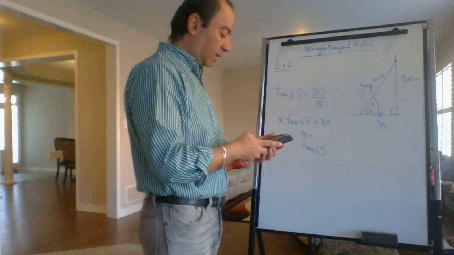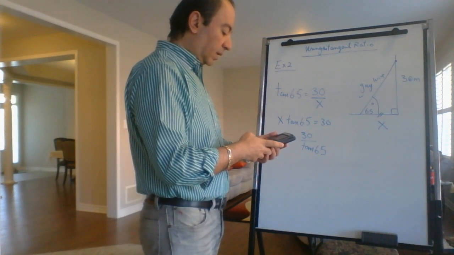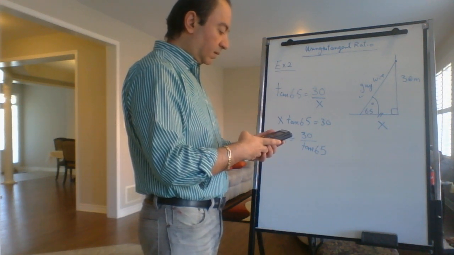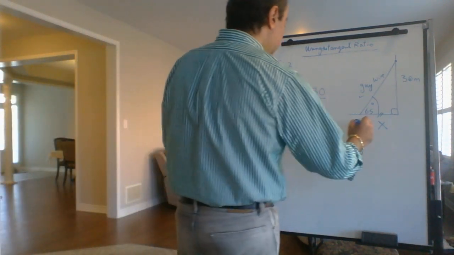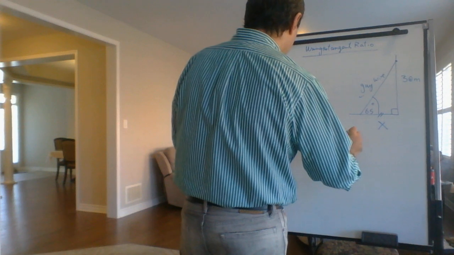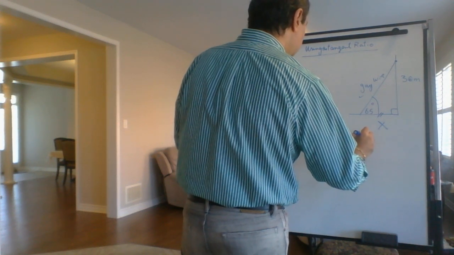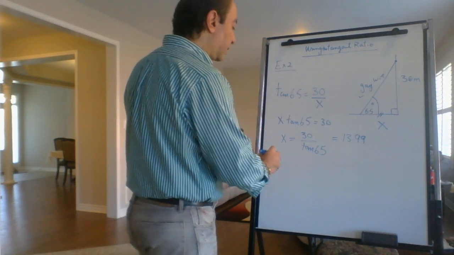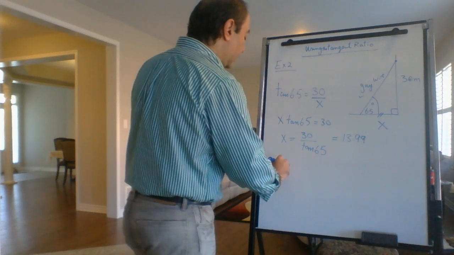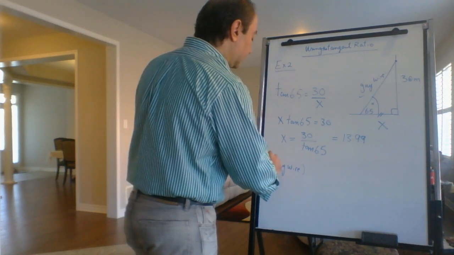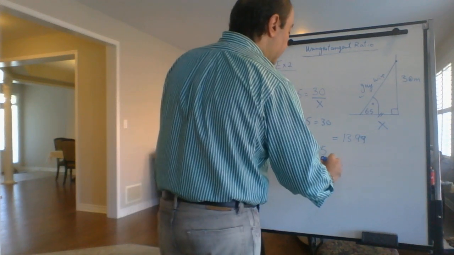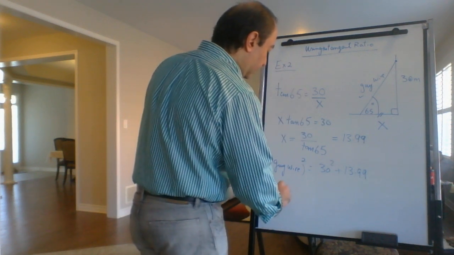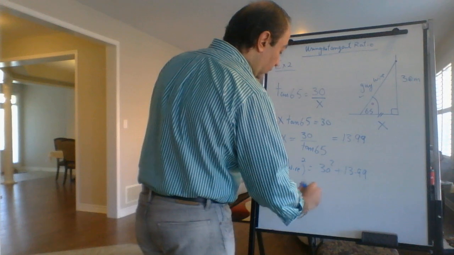So I will put here in the calculator 30 divided by tan 65, close bracket, hit enter. The length of this side will be 13.989, so let's say 13.99. Okay, now I can find the length of the wire because the guy wire squared will equal 30 squared plus 13.99 squared. So guy wire will equal the square root of what we get from here.